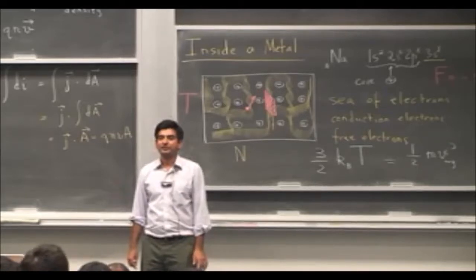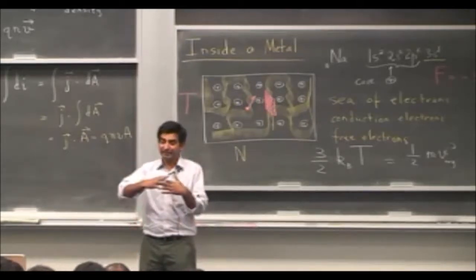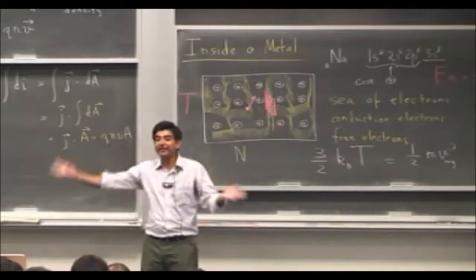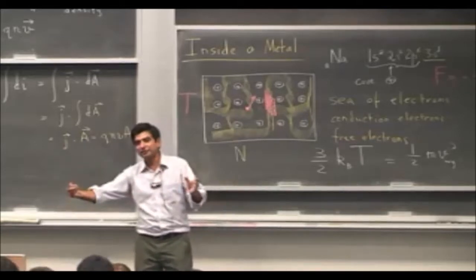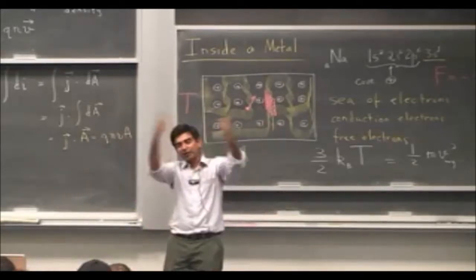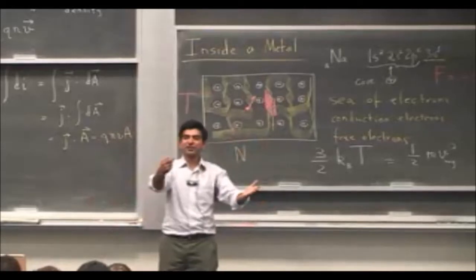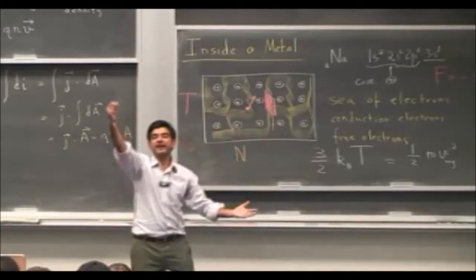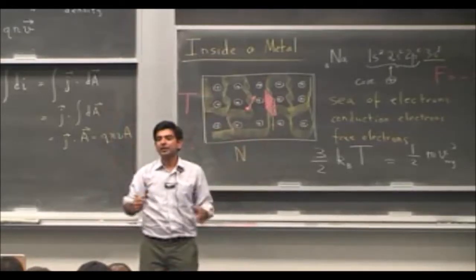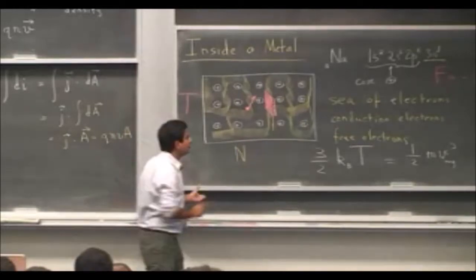That direction could be really any direction. It could rebound in any direction because the electron is so small and the nucleus or the ionic core is so big. The electron strikes the ionic core and can reflect in any direction. So at each point a collision results.